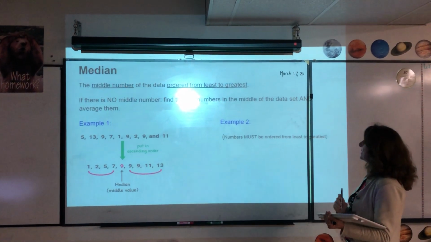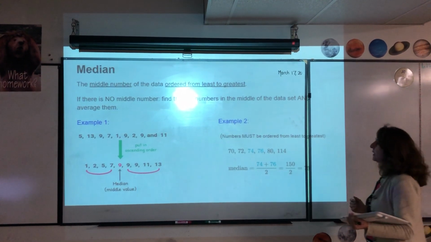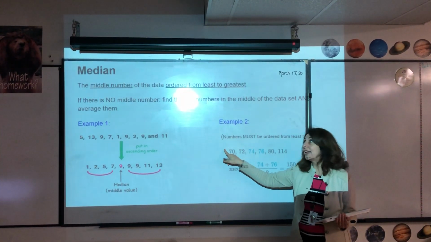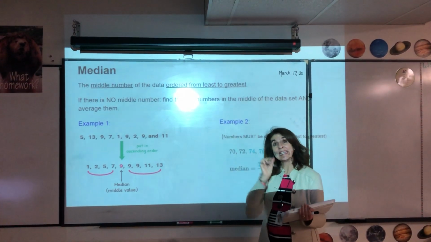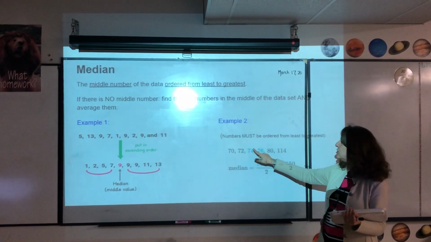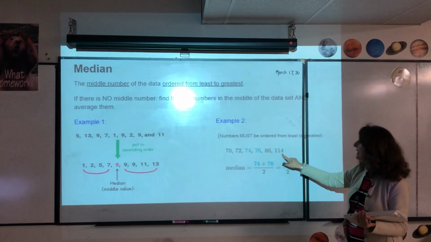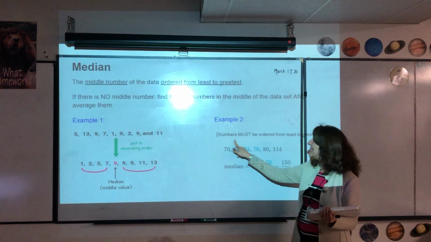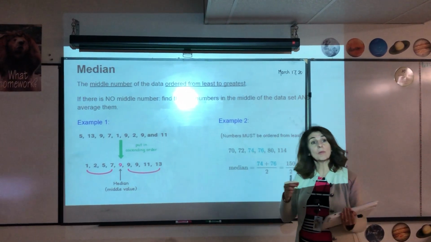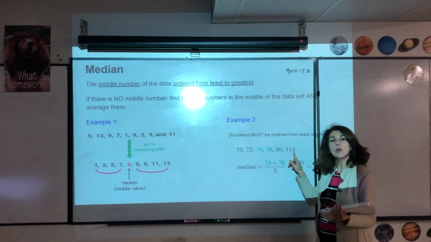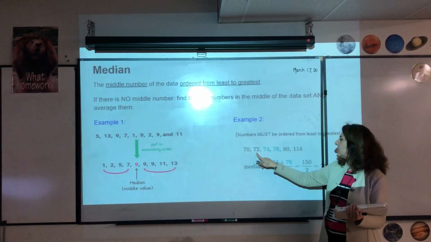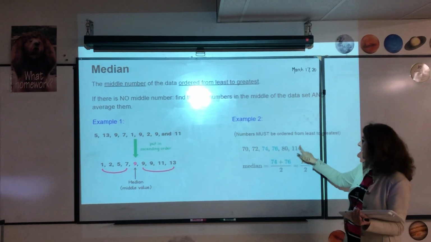This one here, let's see what we have. Now we have a set of numbers here where I also need to find the median, which means the number that is in the middle. So I have here 70, 72, 74, 76, 80, and 114. These numbers here, as you can see, they are already in the correct order, from least to greatest.